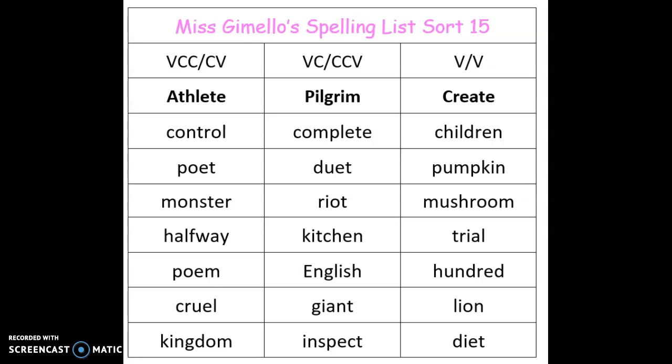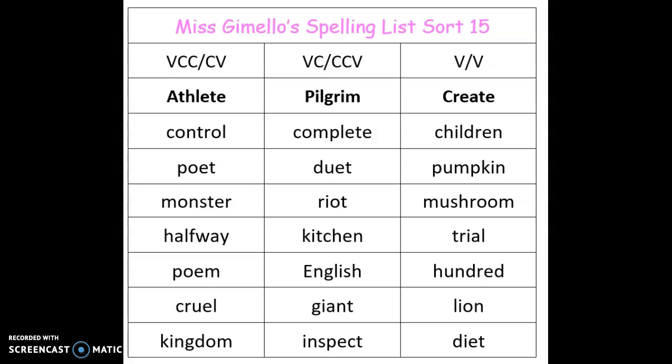Hello, boys and girls. We are working on a brand new spelling list, which is your fourth spelling list of this year. And this one's going to look a little bit different because we are actually going to take a word and determine the syllable pattern. All of these words have two syllables.